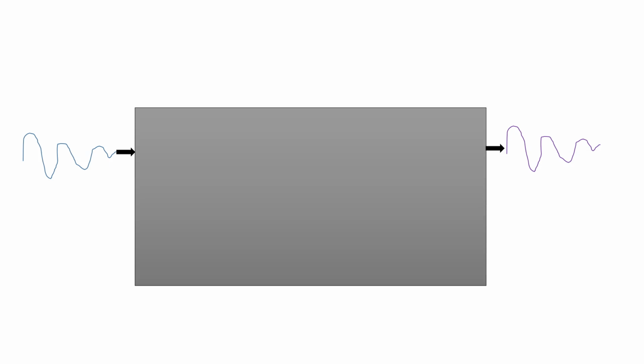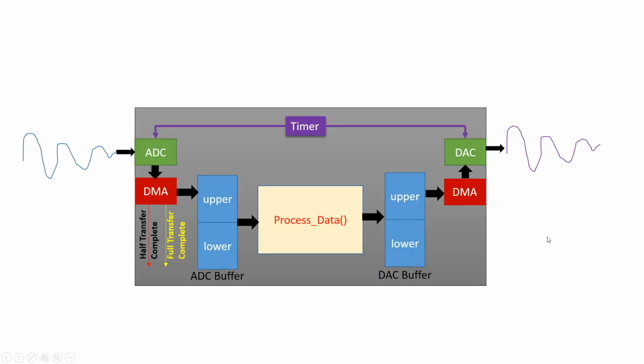So here's our overall system setup. Here it is, a block diagram. The signal is coming in via the ADC channel. The ADC will be triggered by a timer. We'll set up a timer for a specific frequency that we want to use. The ADC will be triggered. The ADC data register will be transferred to an input buffer, the ADC buffer, using the DMA.